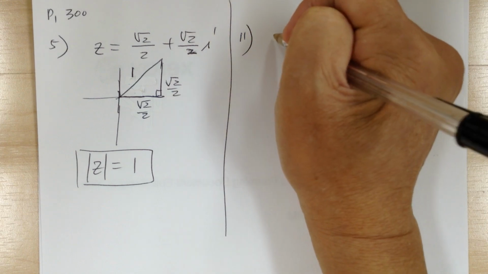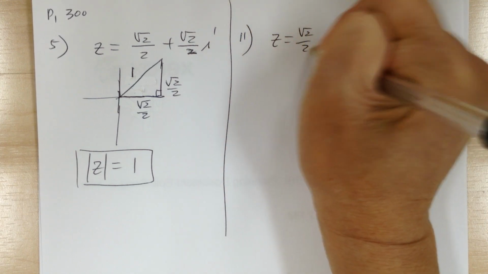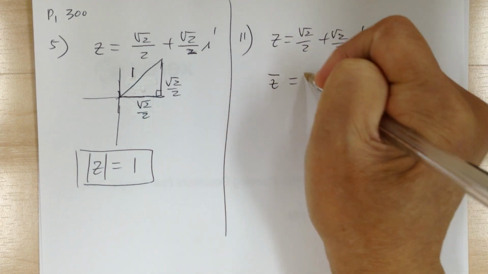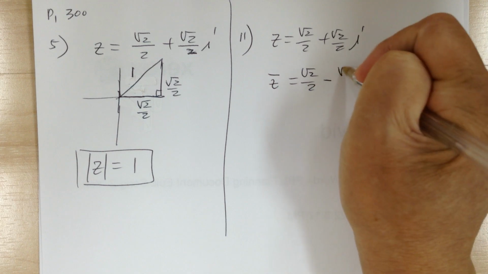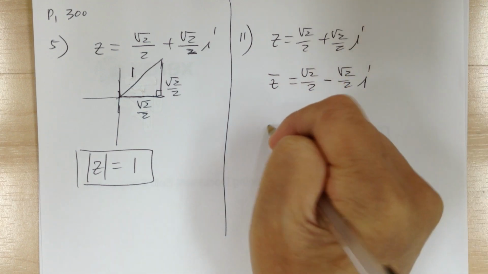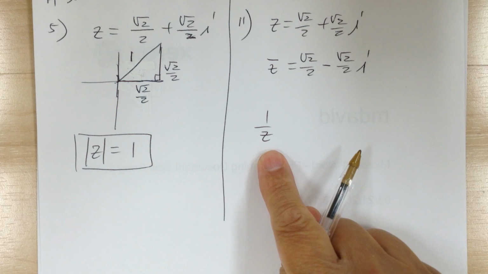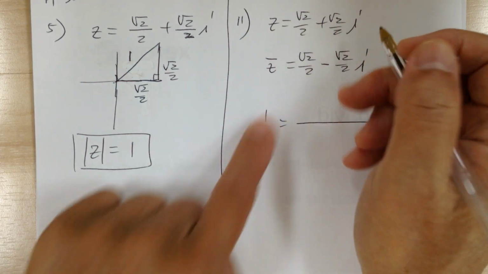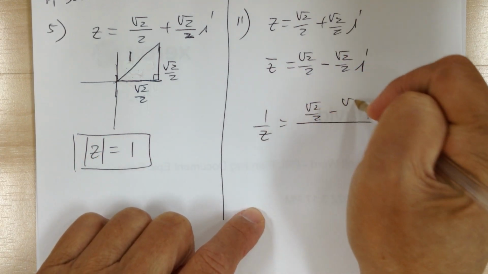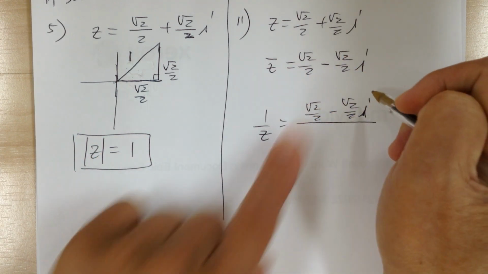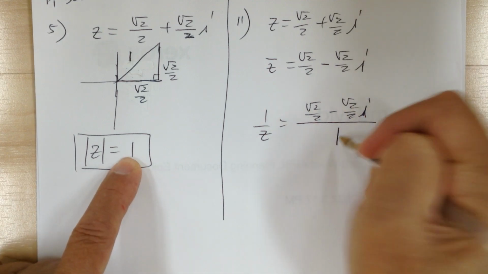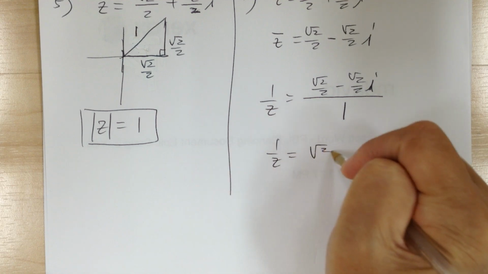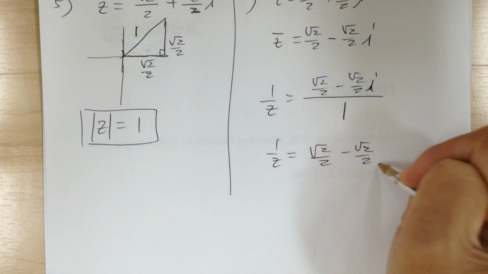Okay, so number 11. So z equals square root of 2 over 2 plus square root of 2 over 2i. So the conjugate of that would be square root of 2 over 2 minus square root of 2 over 2i. So 1 over z. Now you see why you want to use a formula, because doing 1 over this is going to be messy, right? So this would be equal to square root of 2 over 2 minus square root of 2 over 2i, over the square of that, which would be 1, and therefore this would be the same. So 1 over z will equal square root of 2 over 2 minus square root of 2 over 2i.